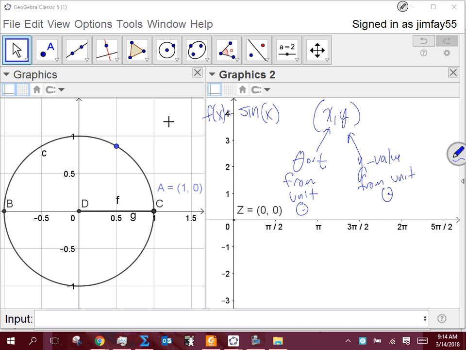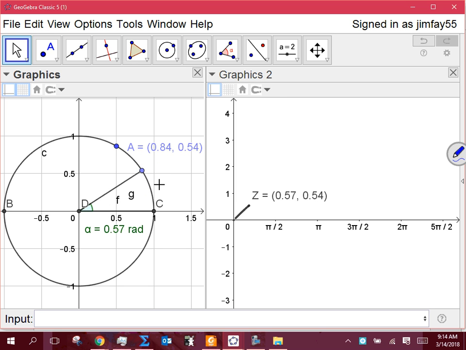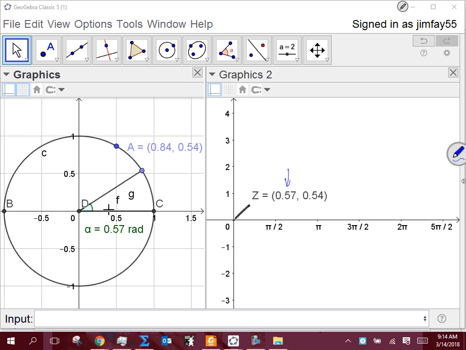Okay. So, if we keep that in mind, as I move this point A around, we're going to see that behavior here. So you see right now that this x is that radian. It's 0.57 radians. Does that make sense, everybody? This y value here is that y value off of that point on the unit circle. So we're seeing here our radians, or I guess our theta or t, comma, the y value from the unit circle.